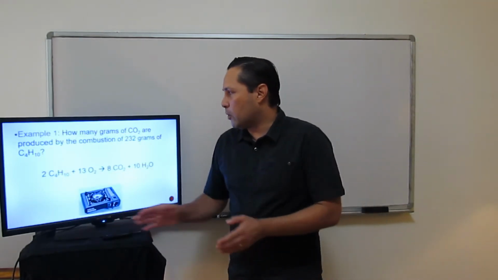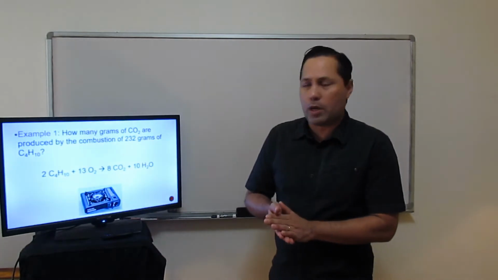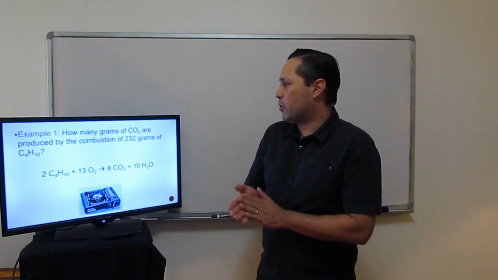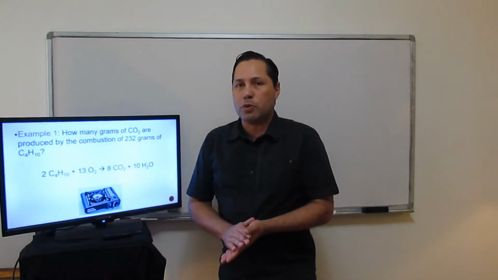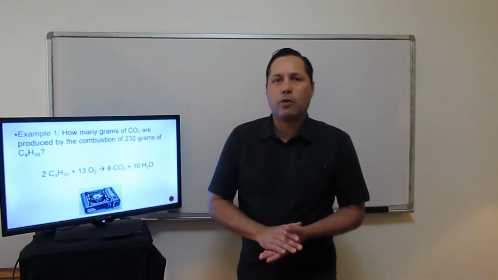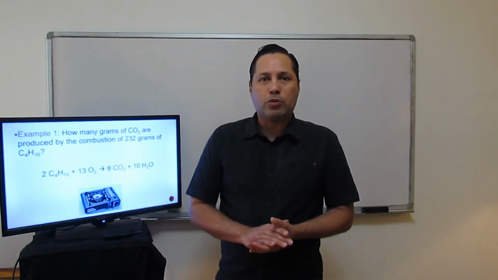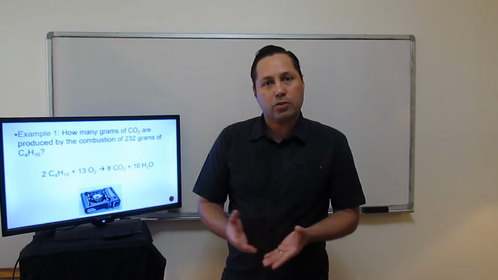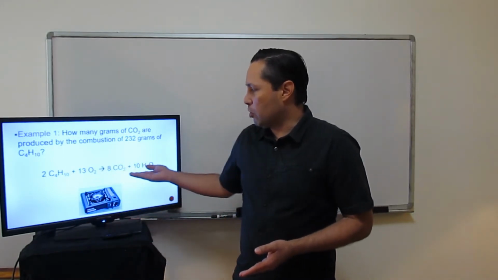In this problem, they ask you how many grams of CO2, carbon dioxide, are produced by the combustion of 232 grams of C4H10, which is butane. Butane can be used in little stoves. If you're going to go on a camping trip, you can take it with you in a little container. So there's a chemical reaction for this combustion reaction.